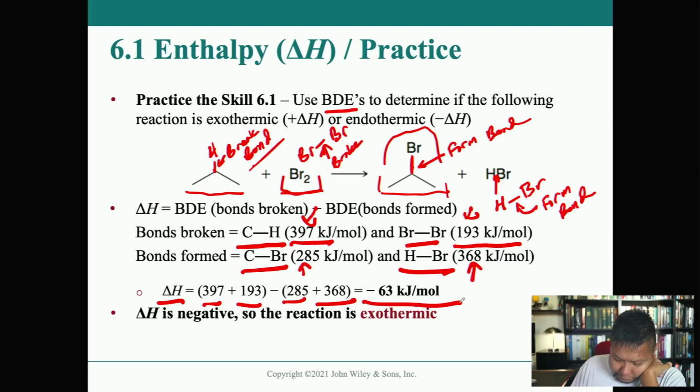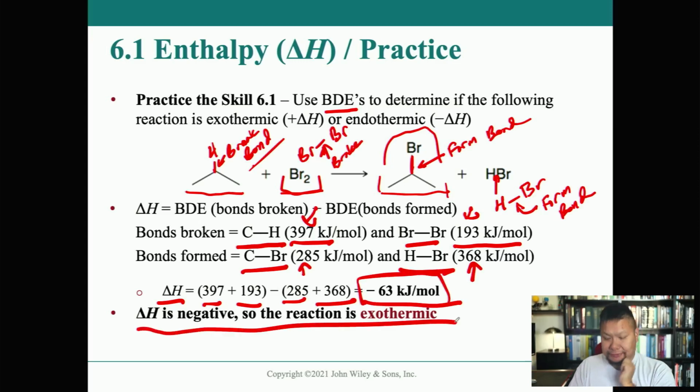And that gives you negative 63 kilojoules per mole. And that makes it an exothermic reaction. That will happen readily, right? No interference needed. Okay.